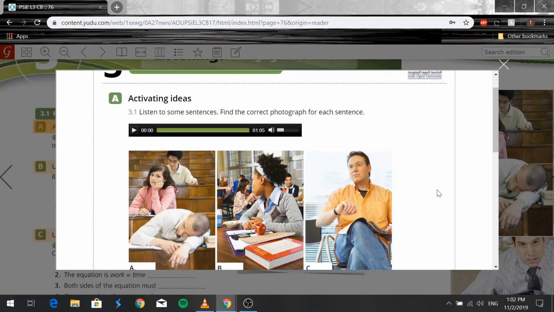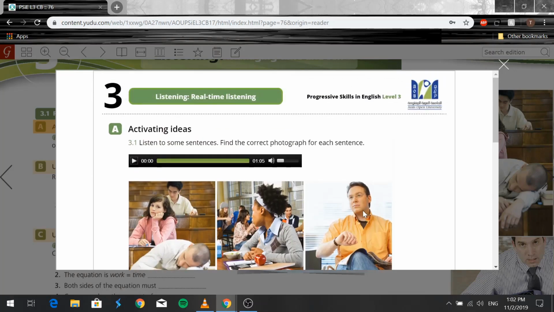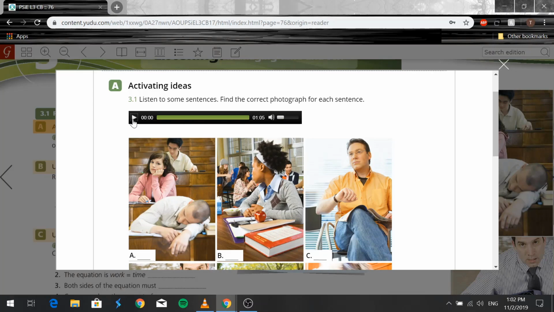Right, so these were some of the sentences. I hope you're able to find at least some correct photographs. Now I'll play it one more time and I'll be going over them as we go. So here we go. Track 3.1.